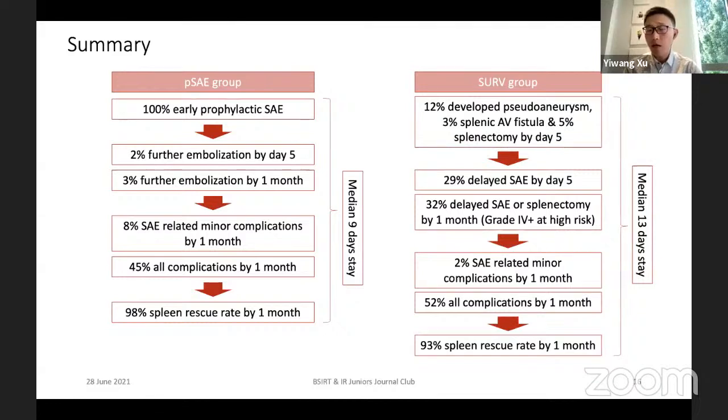5% would already require splenectomy by day 5. A third would require a form of definitive intervention, and grade 4 and higher injury is the strongest predictor. Again, there was no statistically significant difference in the rate of procedure or complications between the two groups, and overall they achieve a 93% rescue rate.